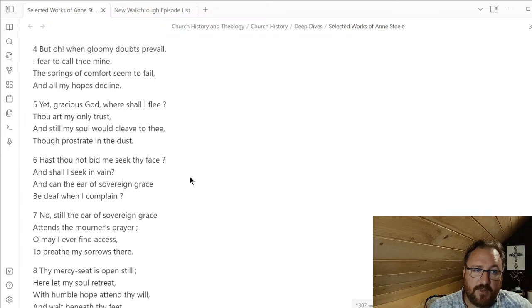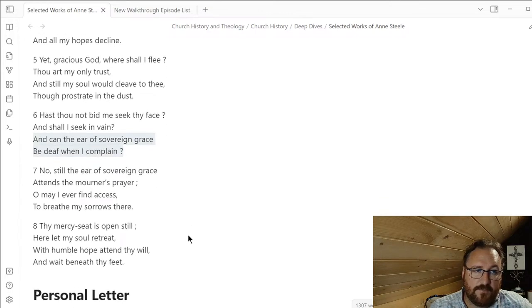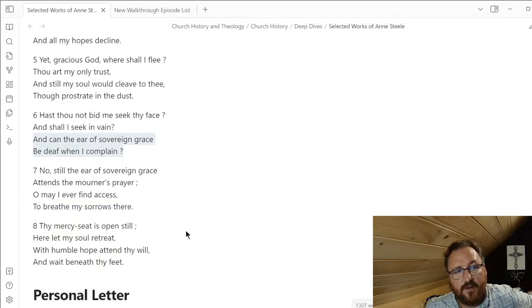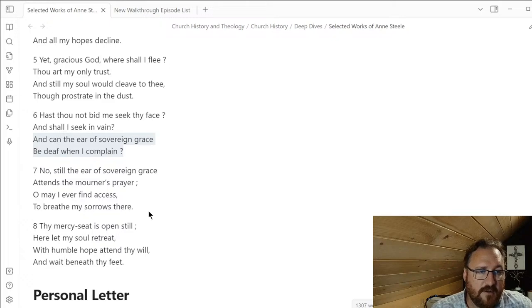Hast thou not bid me seek thy face? And shall I seek in vain? And can the ear of sovereign grace be deaf when I complain? No, still the ear of sovereign grace attends the mourner's prayer. Oh, may I ever find access to breathe my sorrows there. Thy mercy seat is open still. Here let my soul retreat. With humble hope attend thy will and wait beneath thy feet.